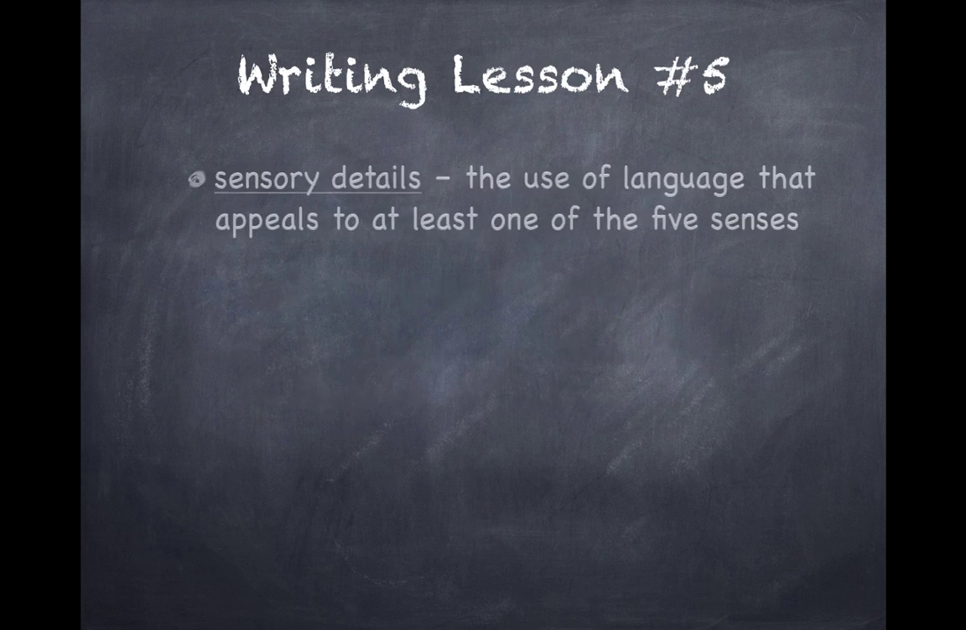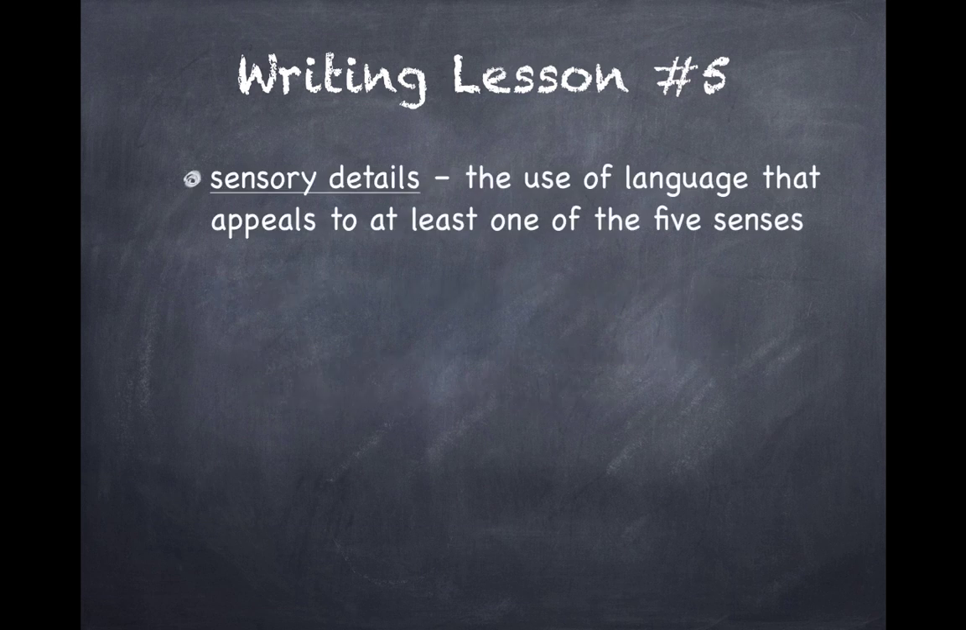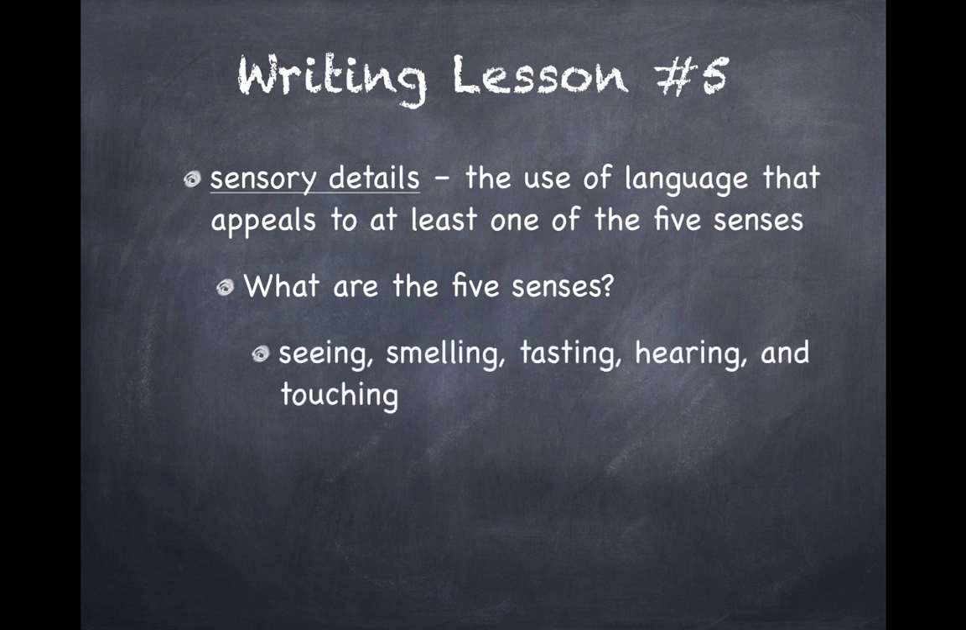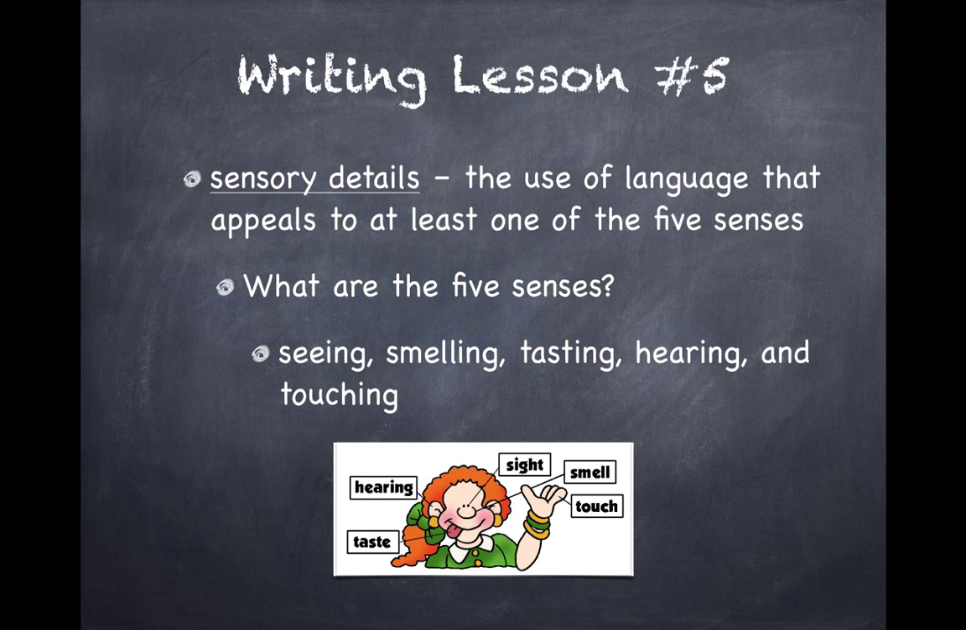And lastly, we have sensory details. Think of the root word of sensory. That's sense, your senses. So sensory details is going to be the use of language that appeals to at least one of the 5 senses. So think about, what are the 5 senses? Can you list them? They are seeing, smelling, tasting, hearing, and touching. So let's look at the visual. We have taste, hearing, sight, smell, and touch.